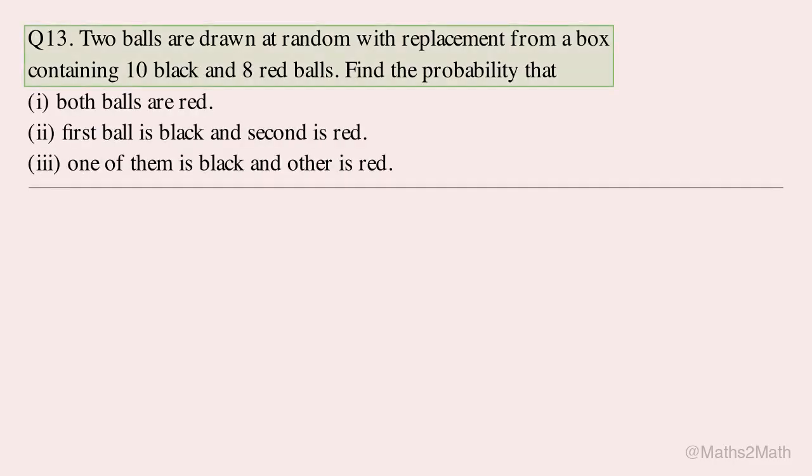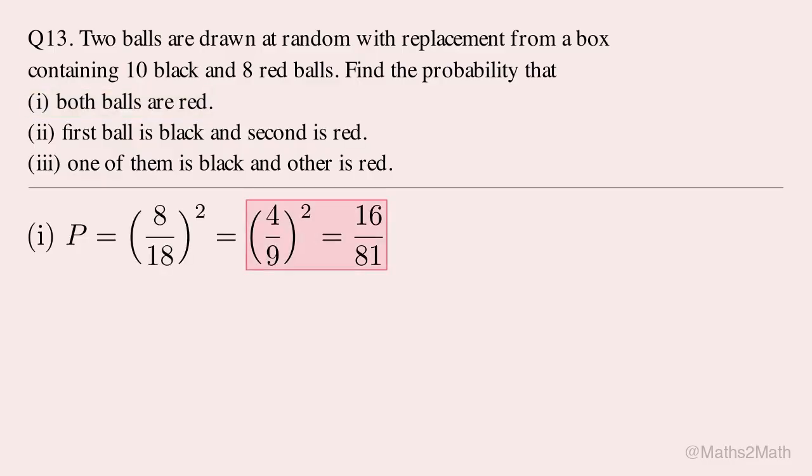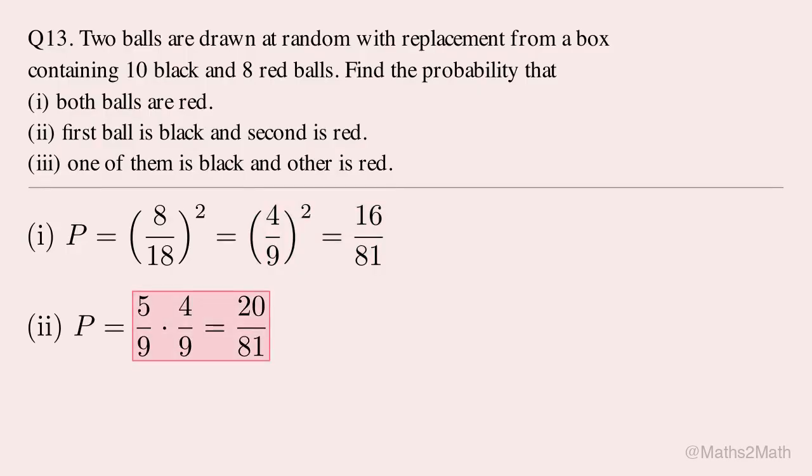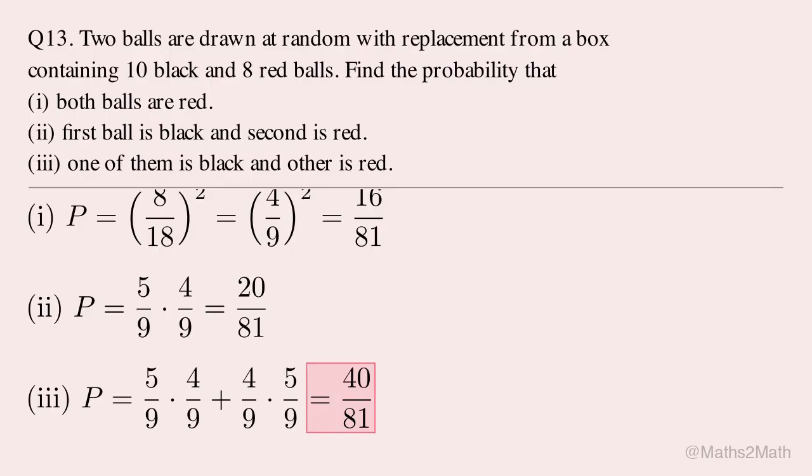Question 13. With replacement, the draws are independent. Red is 4/9, black 5/9 each draw. Part 1, both red. 4/9 squared, 16/81. Part 2, black then red. 5/9 times 4/9, 20/81. Part 3, one of each in either order doubles part 2, 40/81.